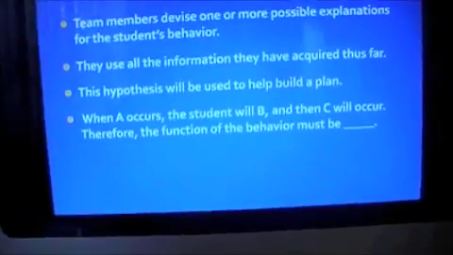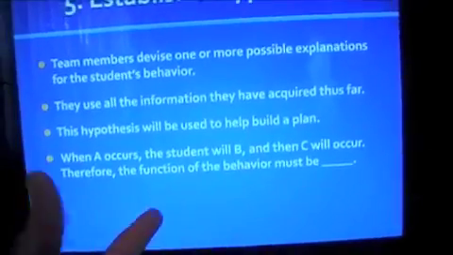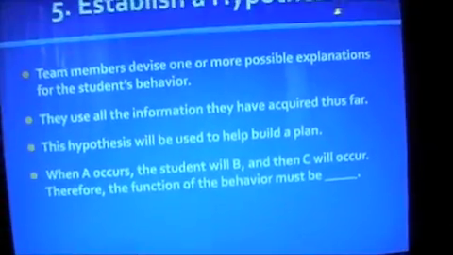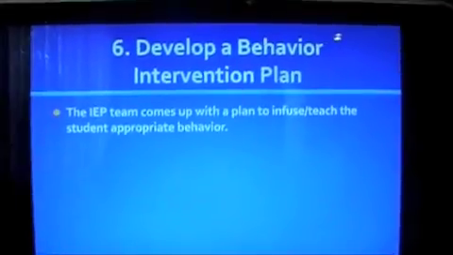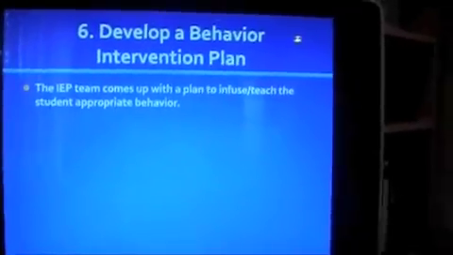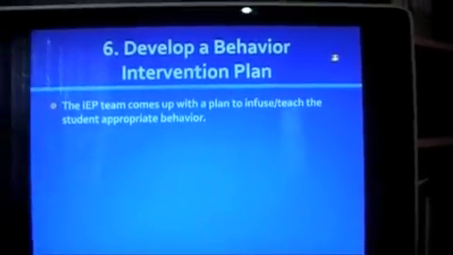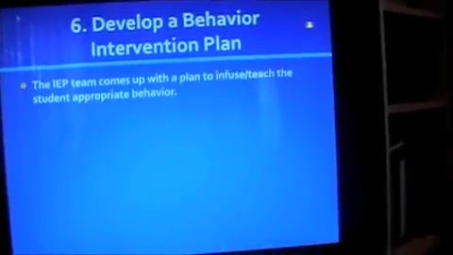So in our case, when reading groups occur, the student will hit other students or delay, and then C will occur: she will miss the reading group. Therefore, the function of this behavior must be to miss the reading group. The function we learned here is that she wants to miss this reading group because she's very apprehensive and she's very anxious about reading out loud. So she doesn't want to be part of this group because she's very nervous.